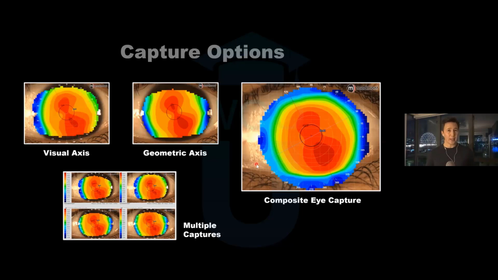Now, Medmont has a unique feature that allows you to take multiple different fixations, and it's called a composite map. This one is very useful to get a lot more peripheral corneal data, but the experts at Wave feel that the geometric capture is the best way to build an ortho K lens. So we'll focus a little bit on using that capture.